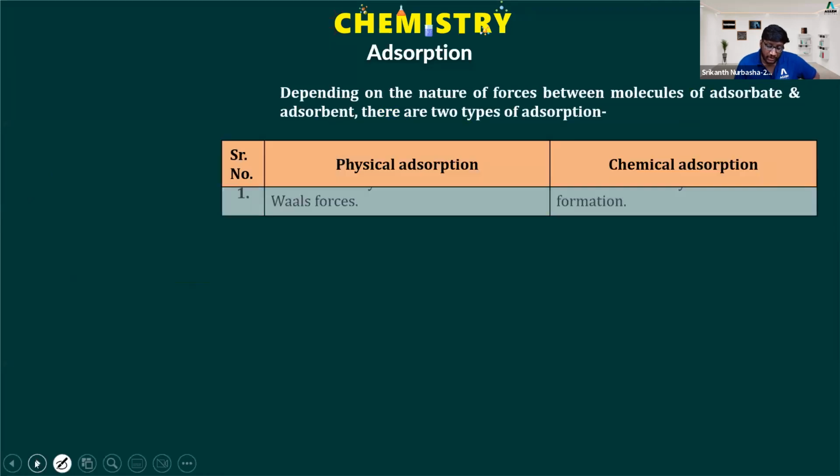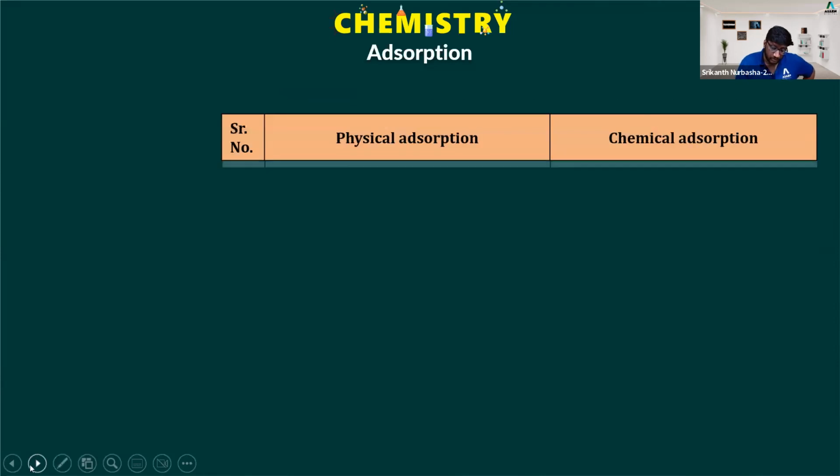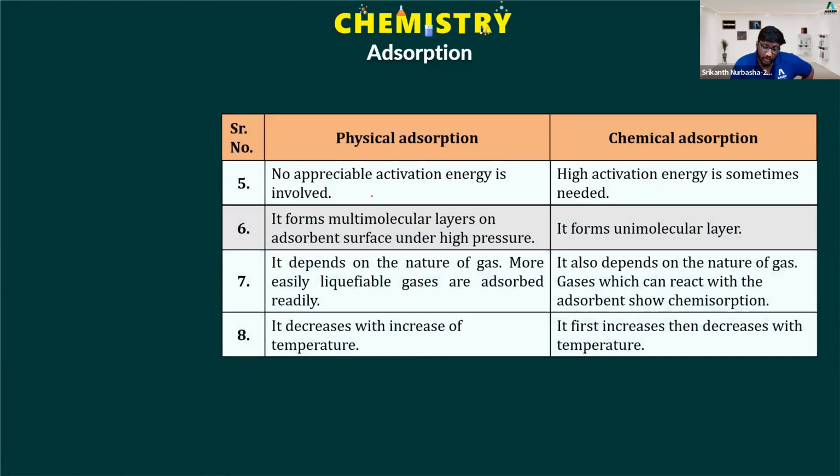So these are the major points of discussion. We can just look at all the differences between physical adsorption and chemical adsorption. Physical adsorption is caused by intermolecular van der Waals forces; chemical adsorption by chemical bond formation. Physical adsorption is not specific, chemical adsorption is specific. Physical adsorption is reversible, chemical adsorption is irreversible. Heat of adsorption is low in physical adsorption because of just van der Waals attraction, and high in chemical adsorption as a chemical bond is formed. No appreciable activation energy is involved in physical adsorption. High activation energy is sometimes needed in chemical adsorption because the bonds have to be cleaved.